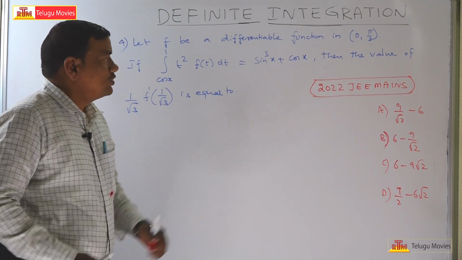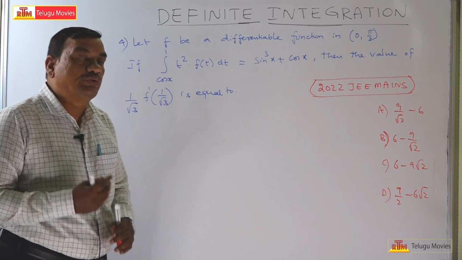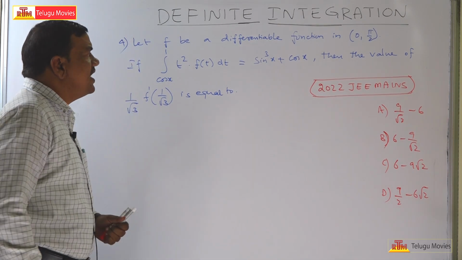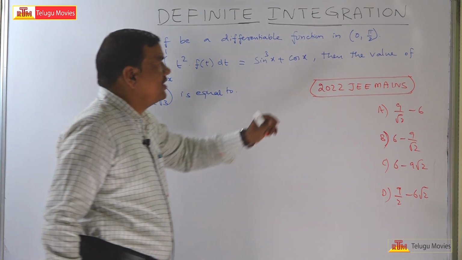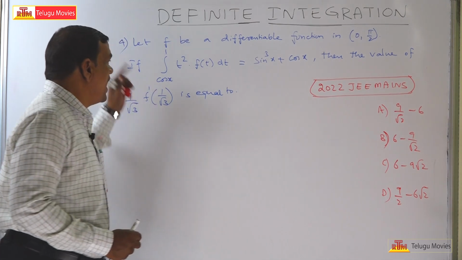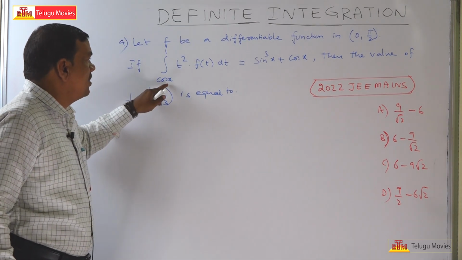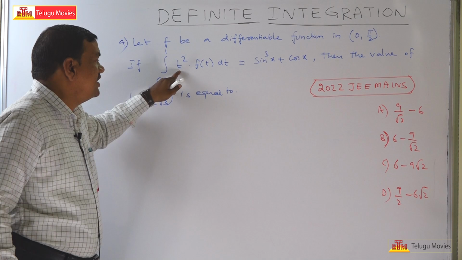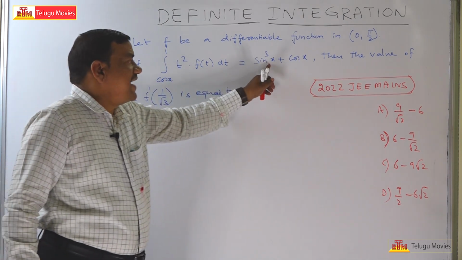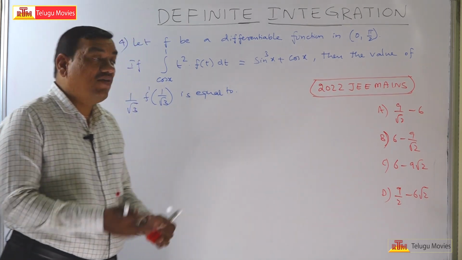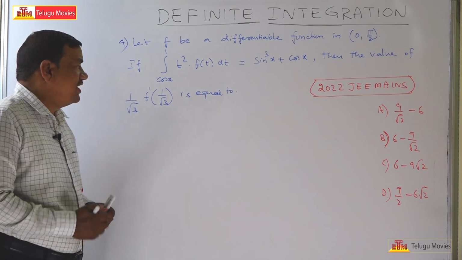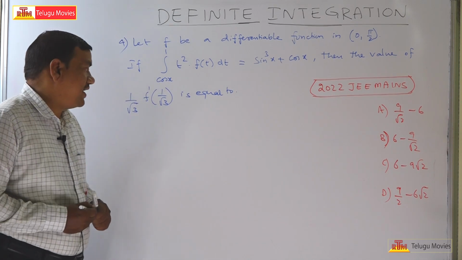Welcome to this problem. This was also asked in the 2022 JEE Mains examination. Let f be a differentiable function in 0 to pi by 2, and it is also given that the integral from cos x to 1 of t square into f of t dt is equal to sin cube x plus cos x. Then the value of 1 by root 3 f dash of 1 by root 3 is equal to what?